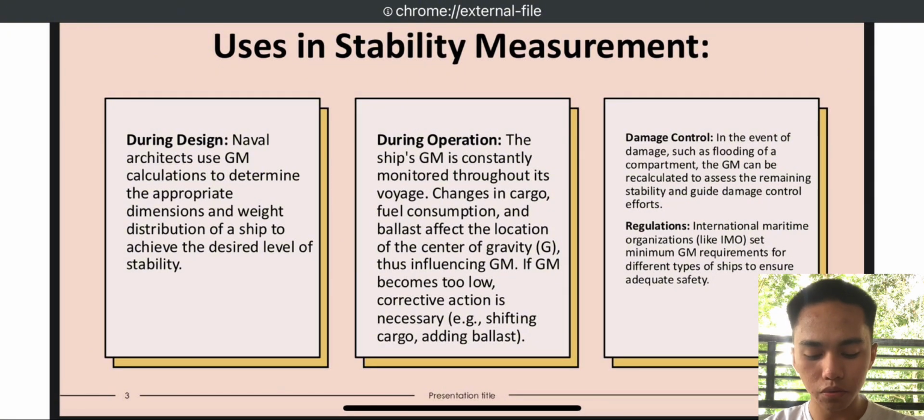Damage control. In the event of damage, such as flooding of a compartment, the GM can be calculated to assess the remaining stability and guide the damage control efforts. Regulations. International Maritime Organization, or IMO, sets minimum GM requirements to ensure adequate safety for different types of ships.